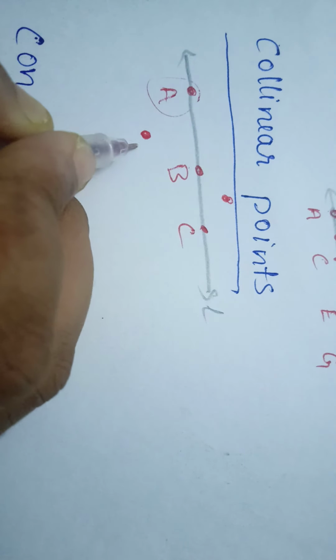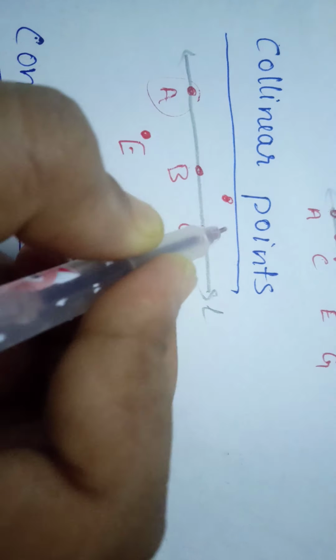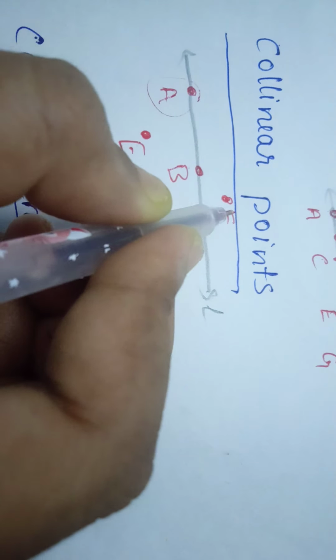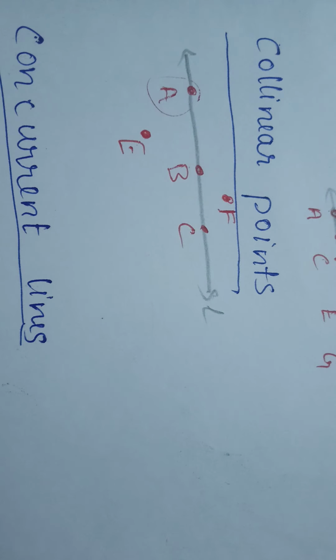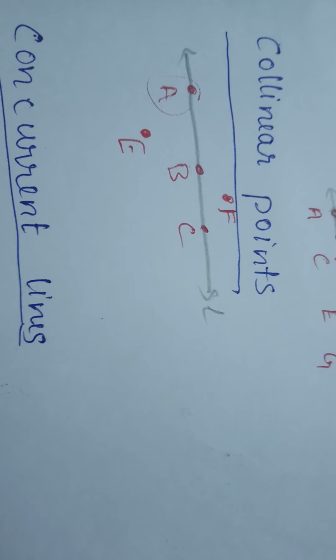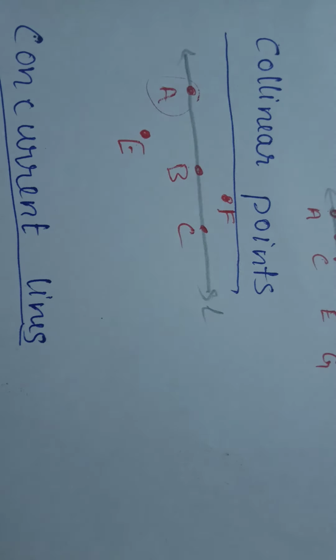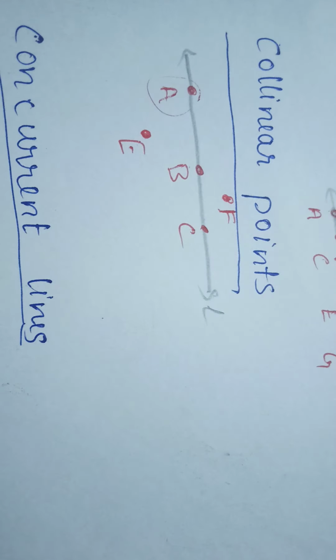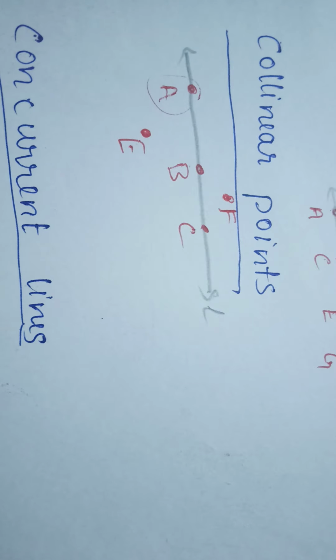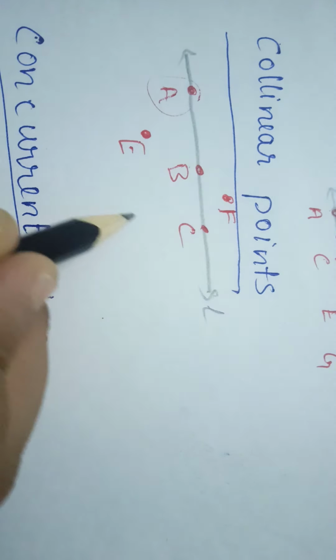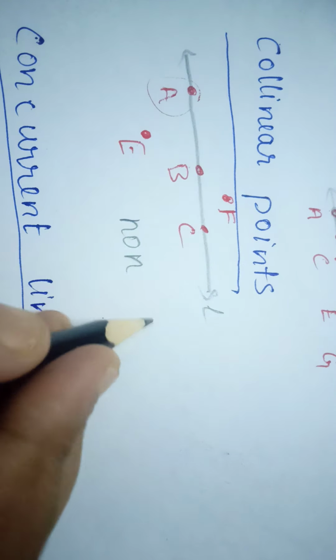And there are other types of points. I have named this point E and this one F. Now what are these points E and F known as? They are a special category of points, and they are known as non-collinear.